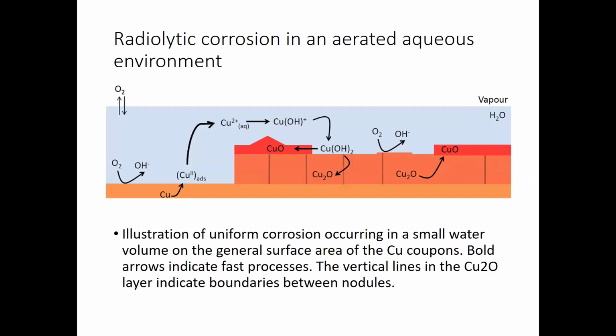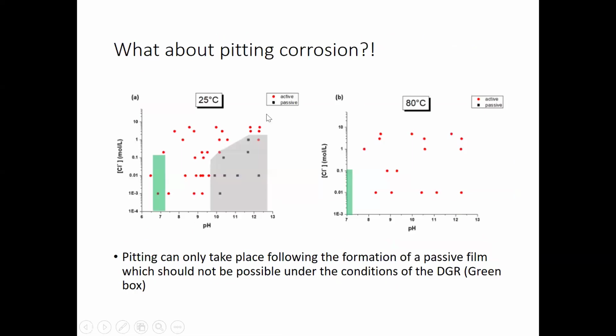The morphology of this can change quite a bit depending on how much water is present. You can have sort of pores or small islands of copper being deposited here, but importantly, this general corrosion is going to be uniform across the surface. We're not worried about pitting under these conditions. And the reason for that is that we haven't reached conditions in which we would actually have a passive film.